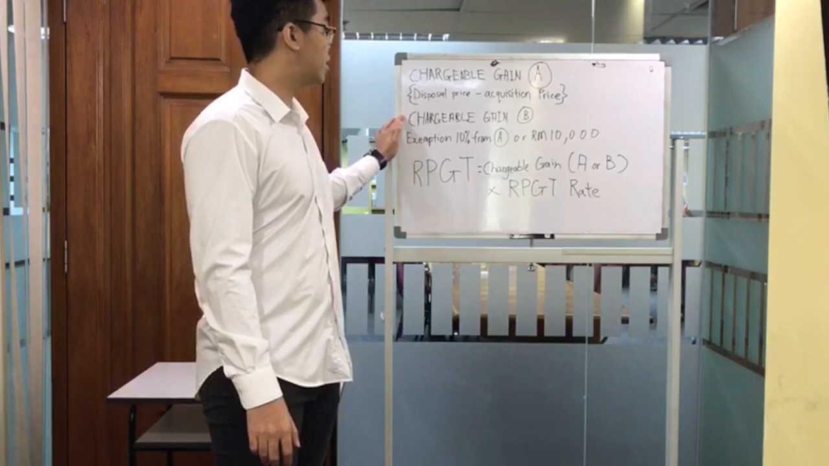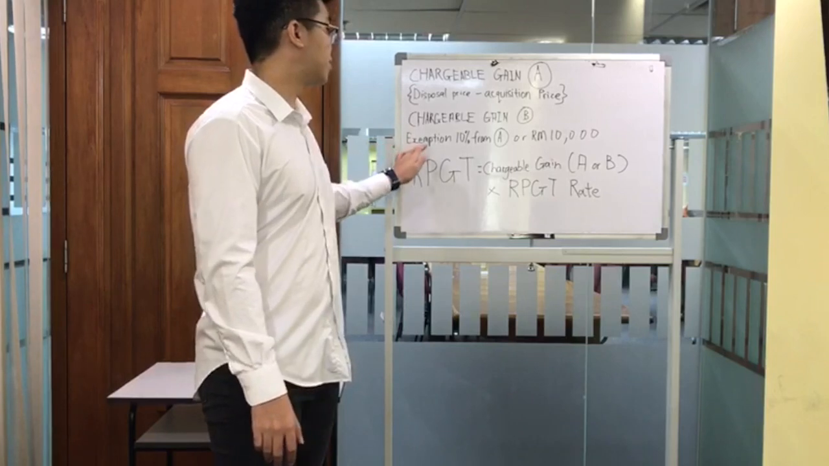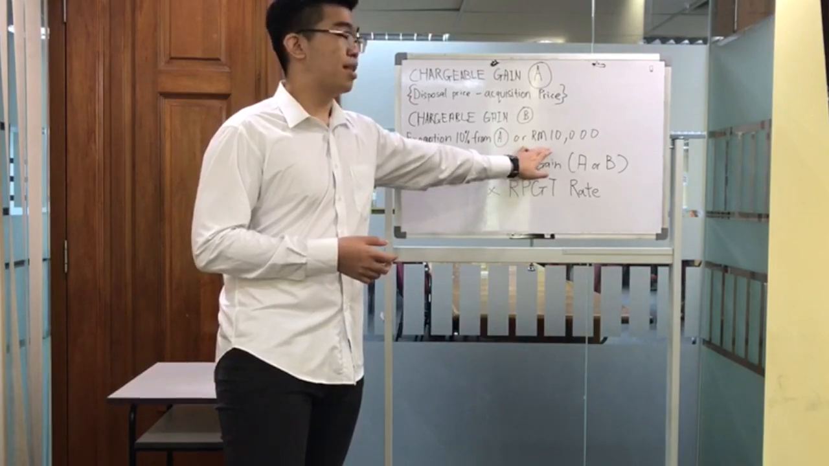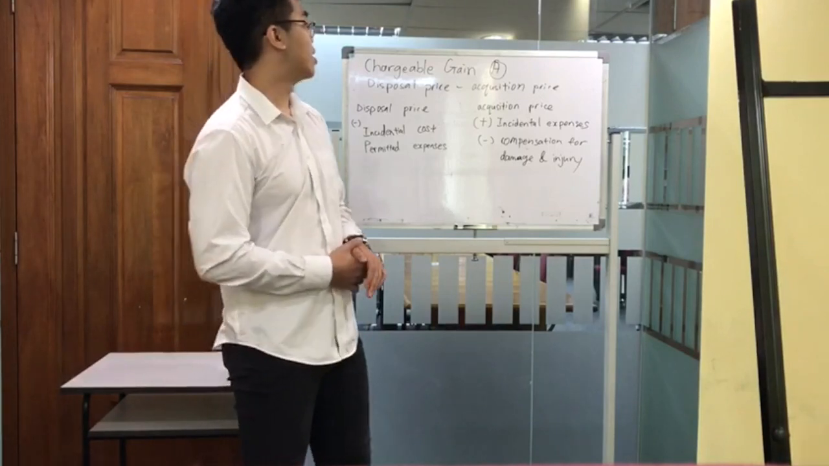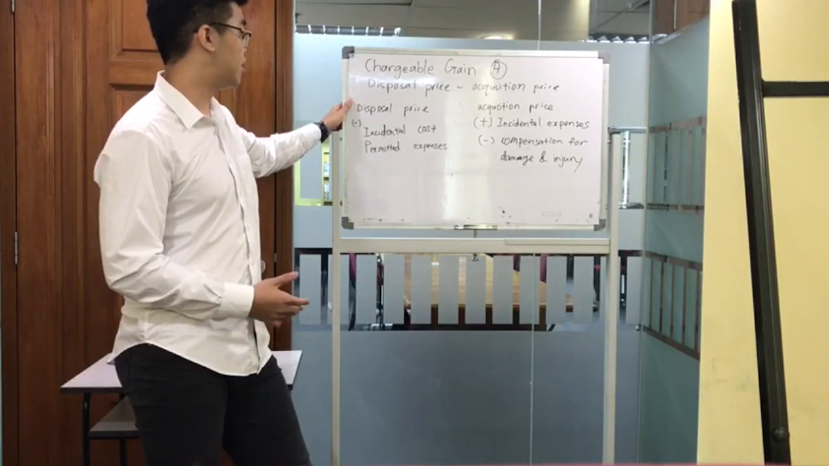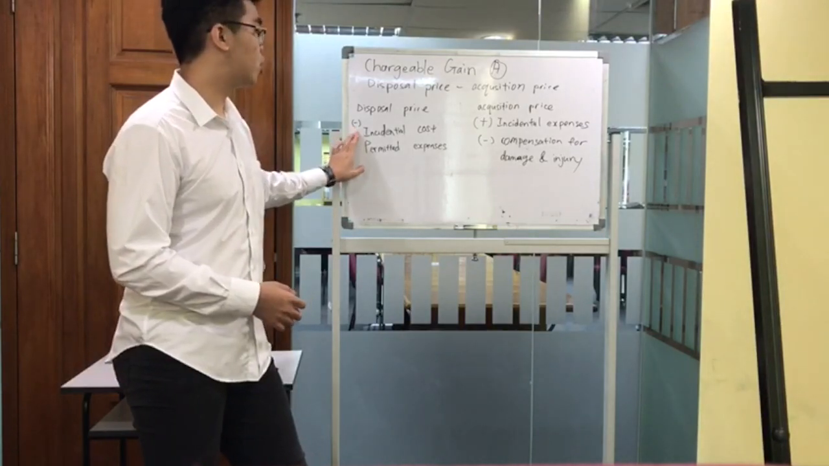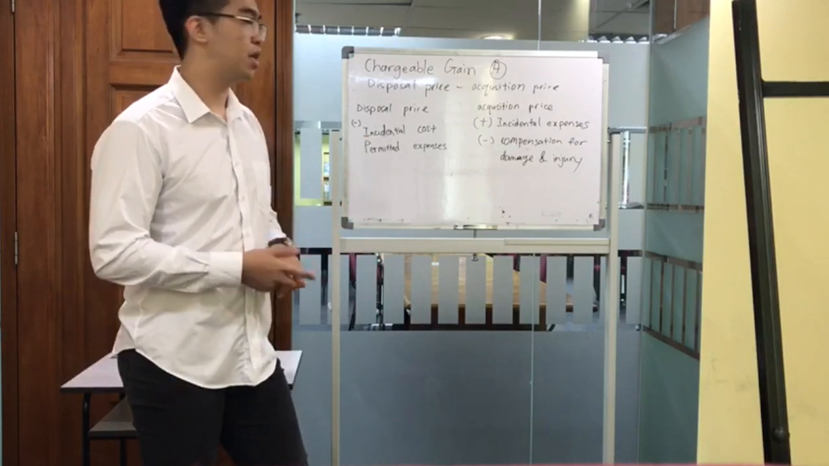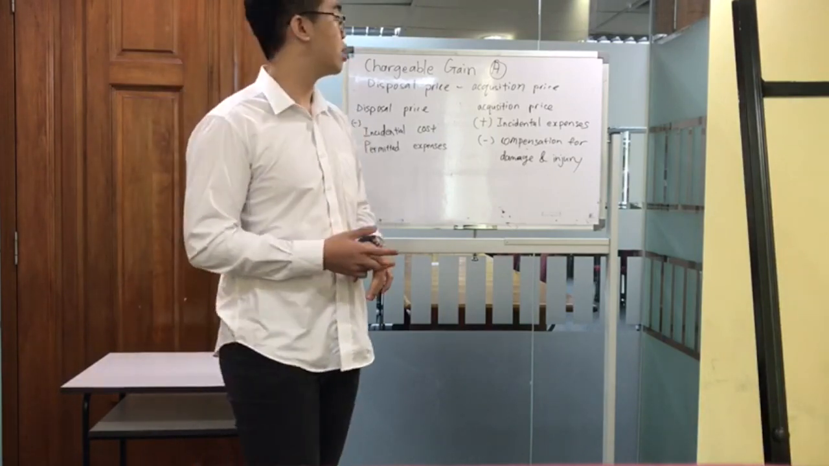The next one is chargeable gain B, which is the exemption for individuals. The exemption from the disposal price is 10% or 10,000, whichever is more. To calculate the chargeable gain under disposal price, we need to reduce the incidental cost and the permitted expenses. What is included in the incidental cost is stamp duty, advertisement, and legal fee, while permitted expenses are for enhancement of your property.